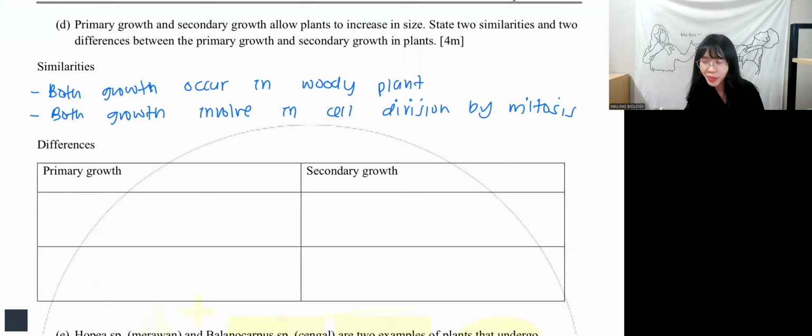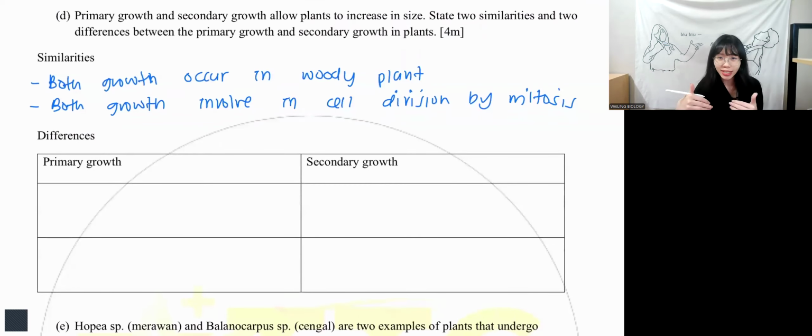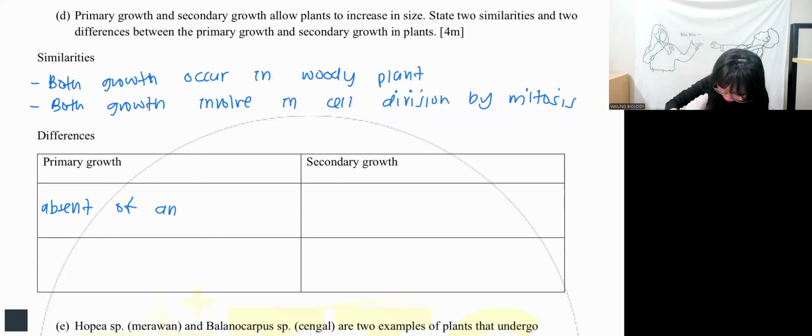Primary growth. Besides writing increase in length, we have to write other examples. Do you think primary growth has annual ring? Yes or no? No annual ring, right? They don't form annual rings because, imagine grass. Grass is a primary growth plant, so they don't have an annual ring. So this one, absence of annual ring. And secondary growth, presence of annual ring.